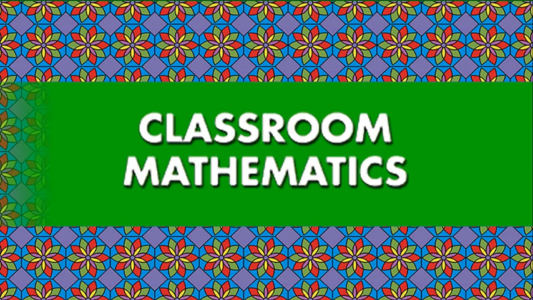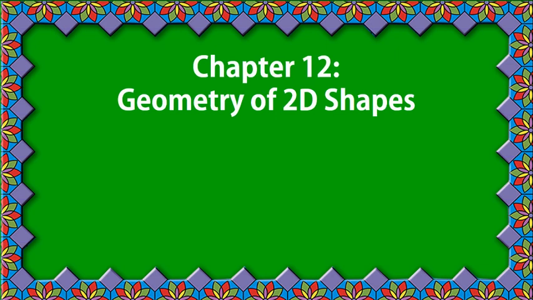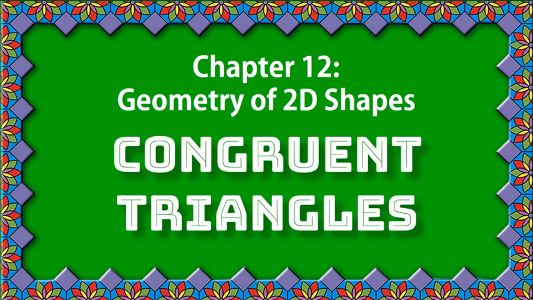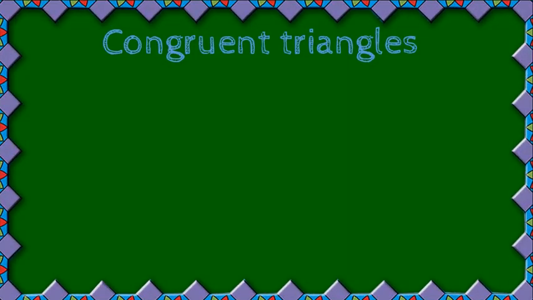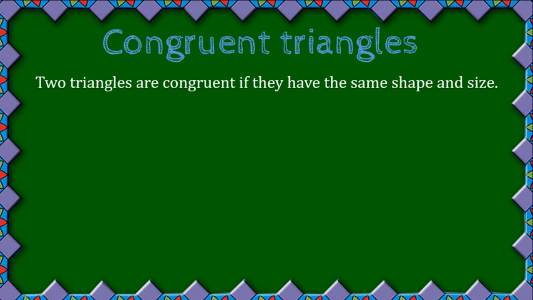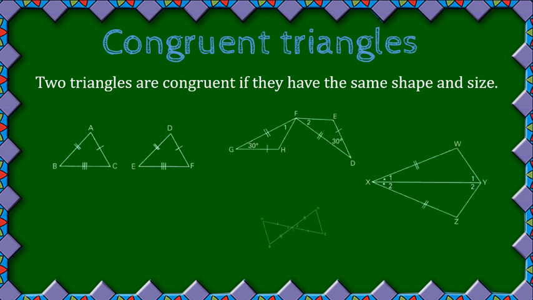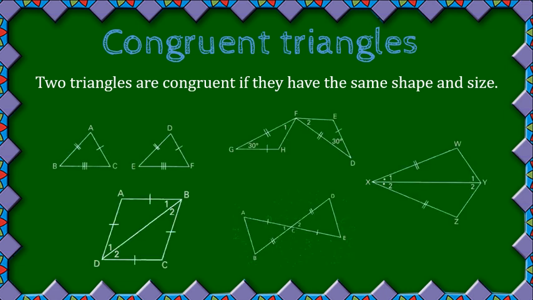In this lesson out of Classroom Mathematics, we are currently busy with Chapter 12, Geometry of 2D Shapes, and today we are looking at congruent triangles. The definition for congruent triangles is that two triangles are congruent if they have the same shape and the same size. So here are a few examples of congruent triangles. They have to be exactly the same shape and the same size.